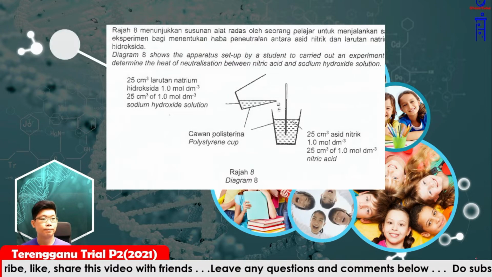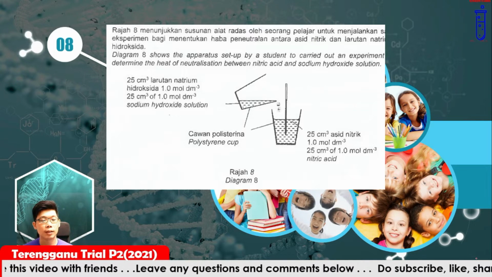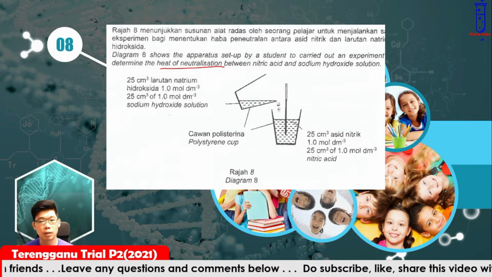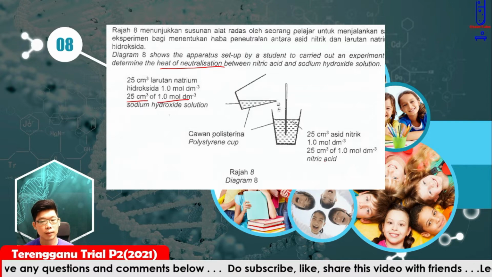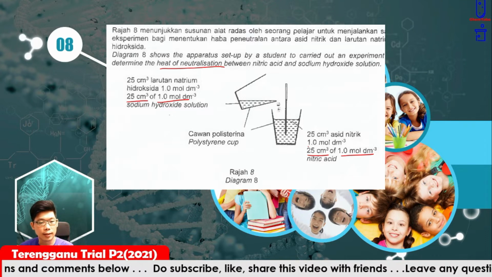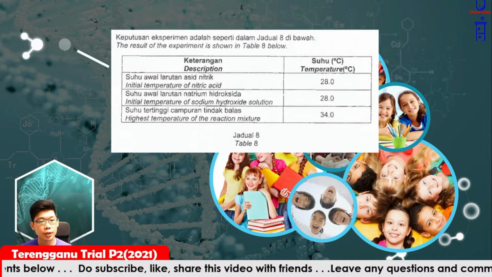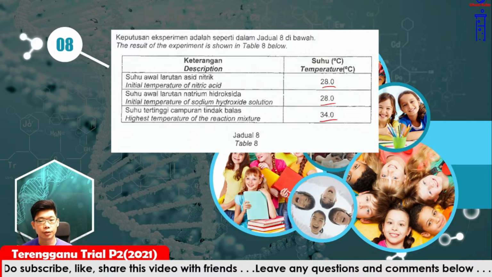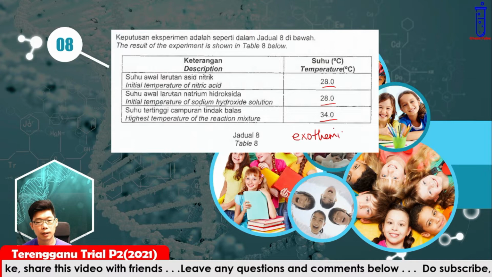Question number 8. The diagram shows the apparatus to carry out the experiment to determine the heat of neutralization between nitric acid and sodium hydroxide solution. So this is the volume and the concentration of the nitric acid. Here we use the polystyrene cup. Then the temperature change, initial 28, highest temperature is 34. So we know the temperature increases, so this is exothermic.